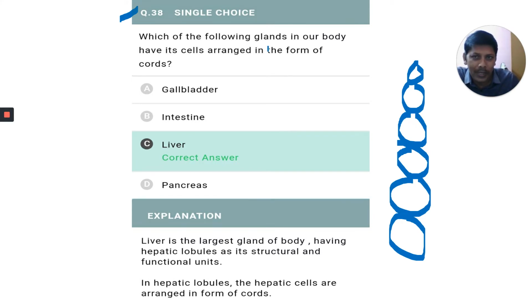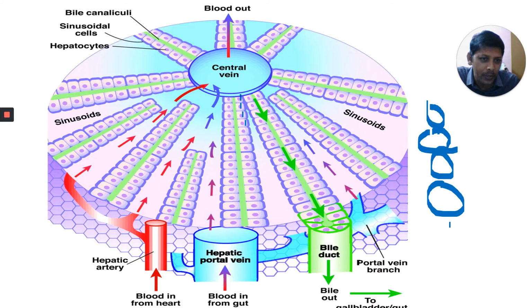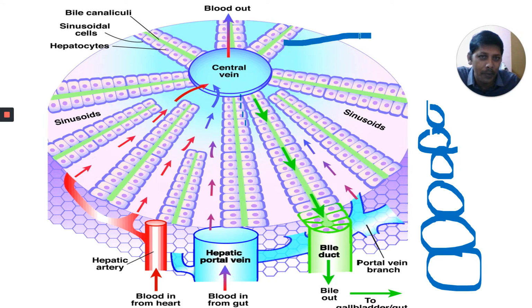Which of the following glands have their cells arranged in the form of a cord? See here, these are the cells, these are the hepatocytes. This is one hepatocyte. These all are arranged in the form of a cord. Cells are arranged in the form of a cord. This is called one hepatic cord.